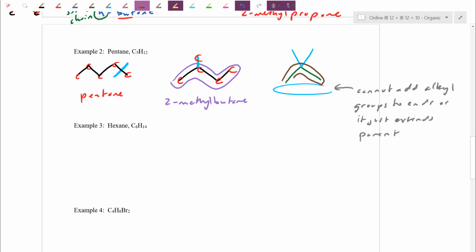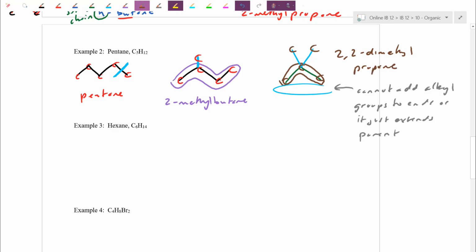That would have a different name. I now have a propane, 3 carbons in a row, 1, 2, 3. And at position 2, there are 2 other carbon branches. So this one here is called 2,2-dimethylpropane. Different name, different structural isomer.